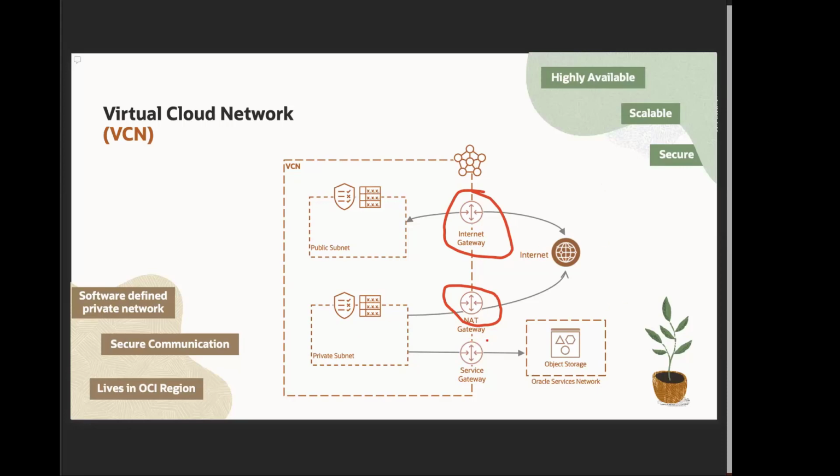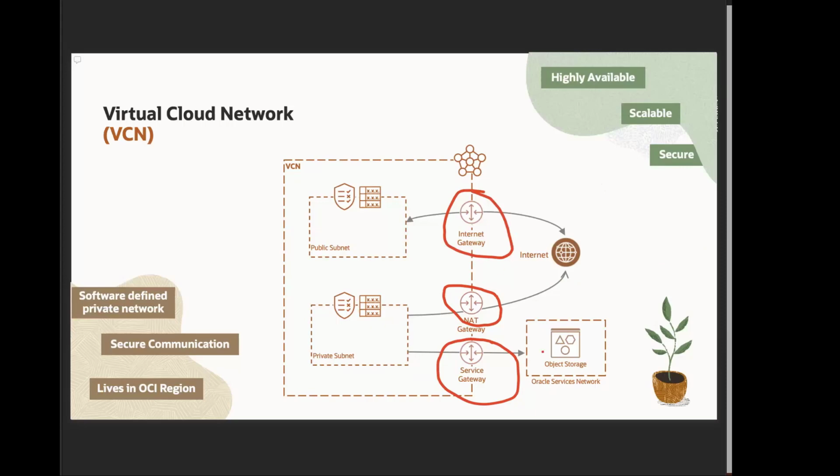And we have a third gateway called the service gateway. It's pretty much like the NAT gateway, but it's tied just to internal Oracle services. So if you want to access object storage, you go through the service gateway. Why is that distinction important? Everything that leaves the region, you're going to be charged for the outbound charges. Anything that comes inbound, there's no charge, it's free.